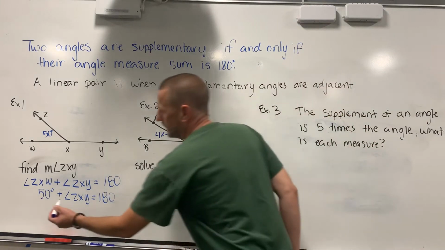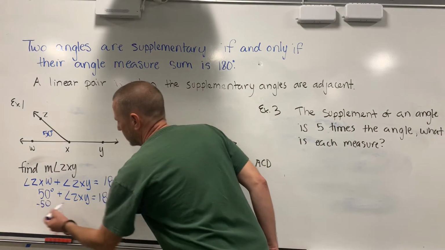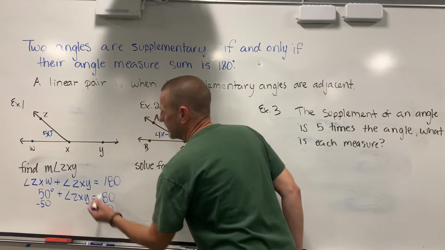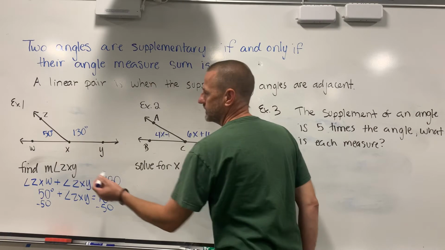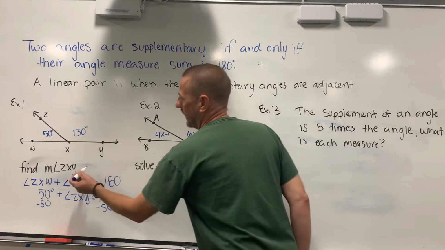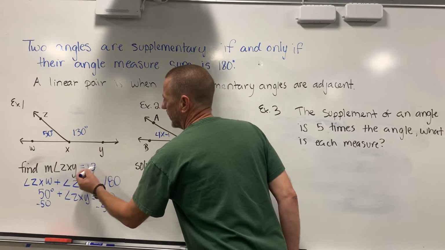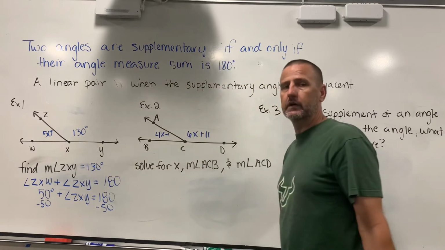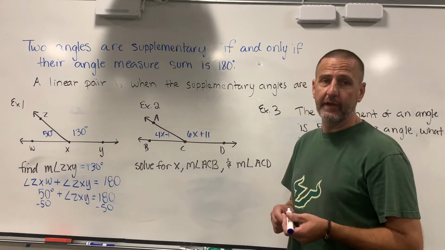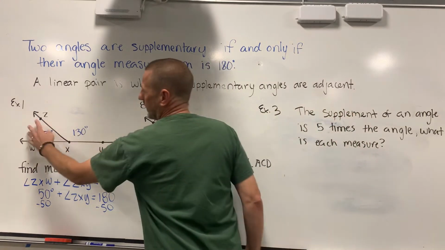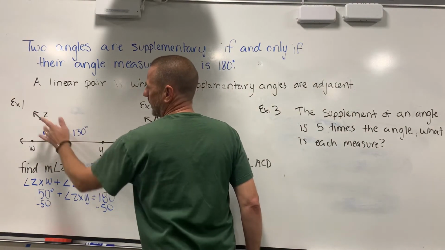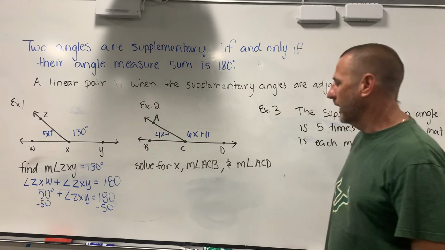Well, if you subtract 50 from both sides, you find out that the measure is 130 degrees. So the measure of ZXY is equal to 130, because together they have to make 180 degrees because they are supplementary. And in this case, they're a linear pair because this angle is right next to this one and they share this side. All right, solve the next one.